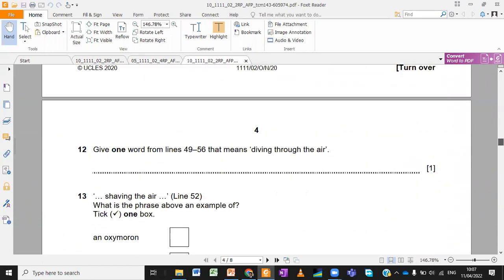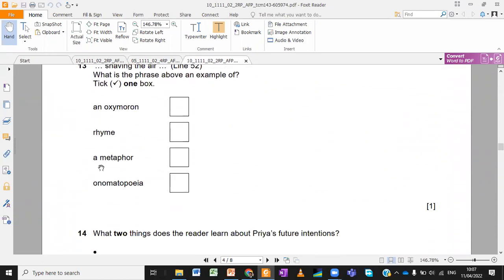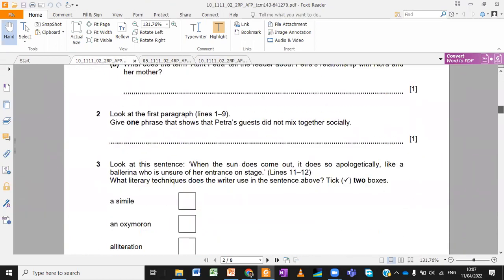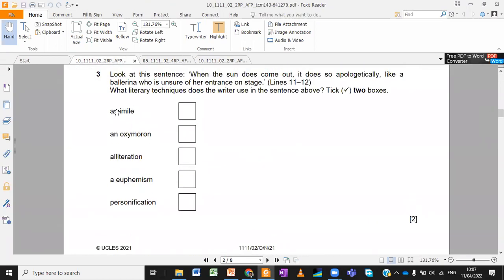If we come here to 13, you find oxymoron, metaphor, onomatopoeia. This is 2021, the latest. You find another one: simile, oxymoron, alliteration, euphemism. So I'm going to take you through all these, okay?